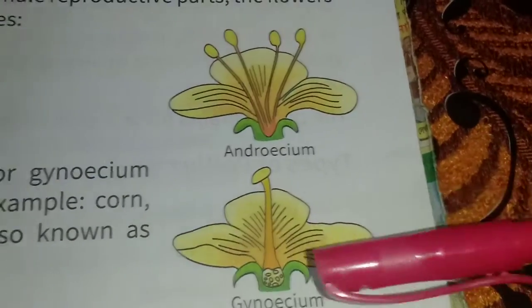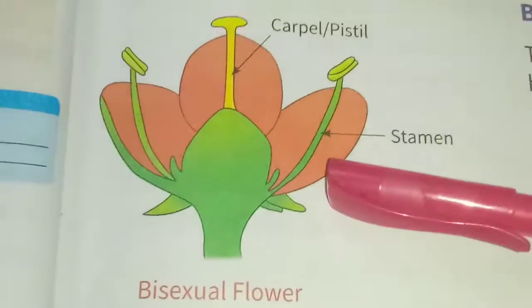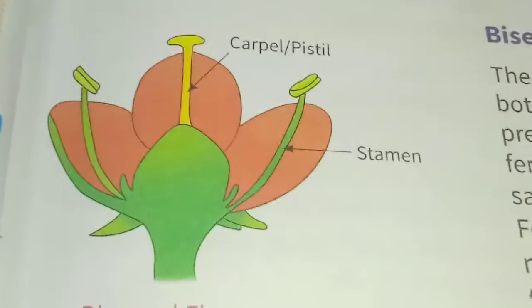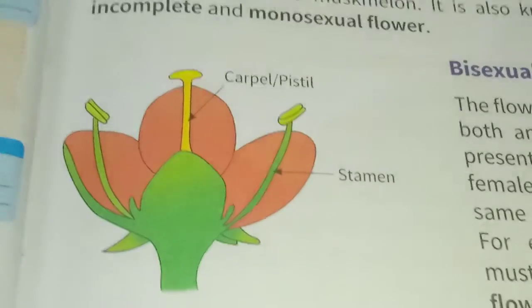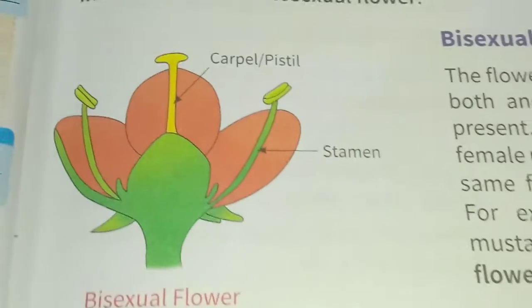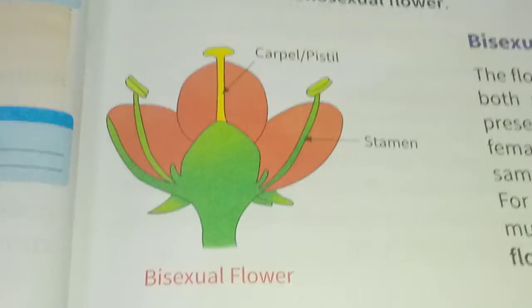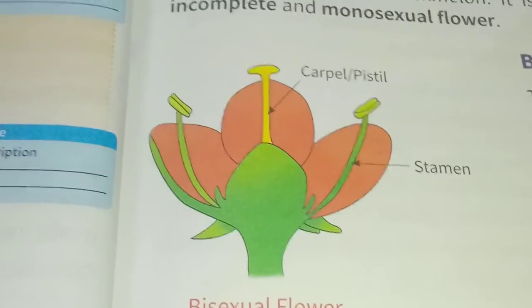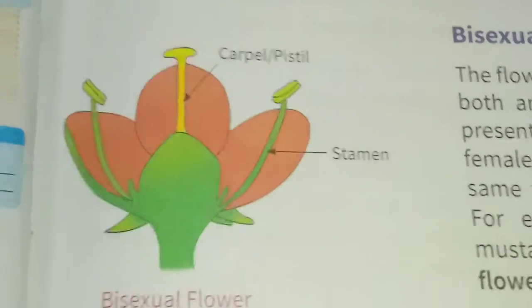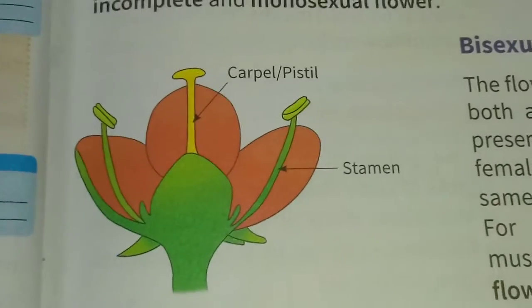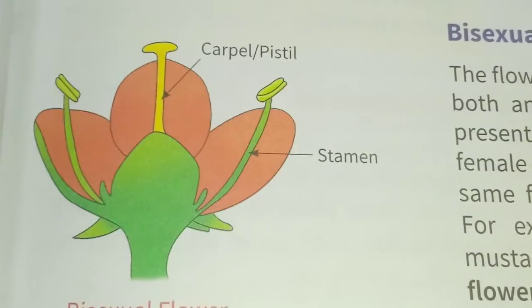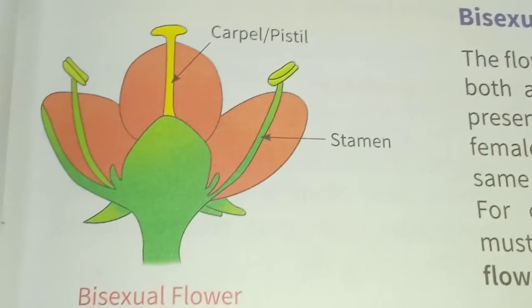Next, bisexual flowers. Just have a look. The flower in which both androecium and gynoecium, that means both the male and female reproductive parts, are present, is called a bisexual flower. It is also called a complete flower. Examples: hibiscus or China rose, mustard, etc.